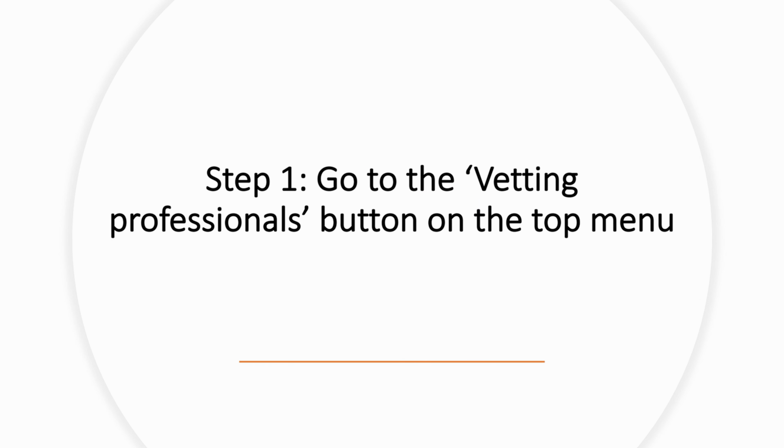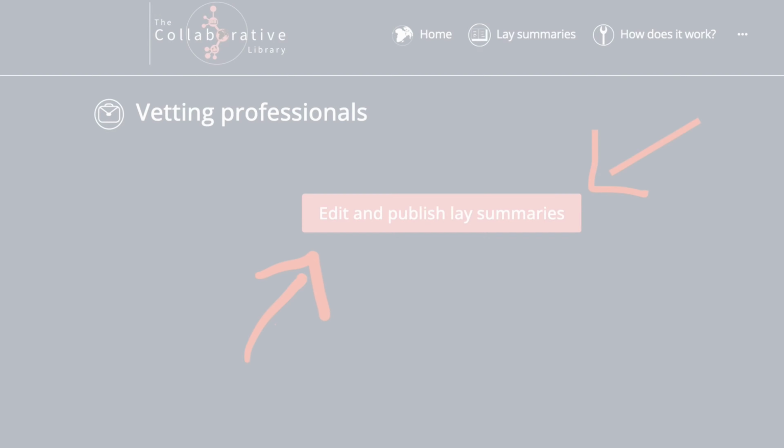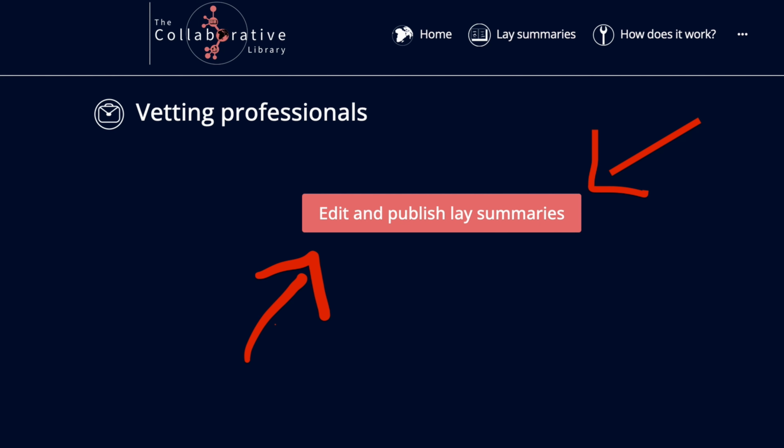Step 1. Go to the vetting professionals button on the top menu. Press on the three little dots and it's the third one down that you can see. Then you'll see a bright pink button saying edit and publish lay summaries. Click on that.